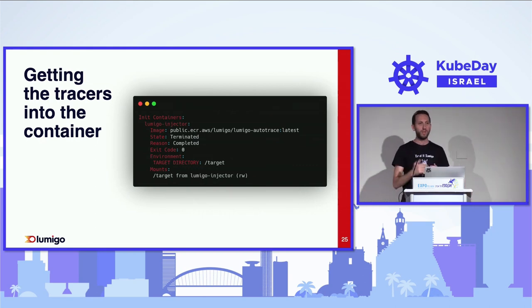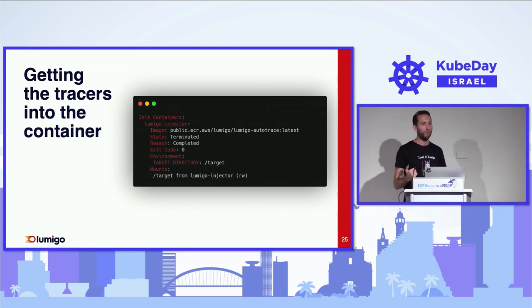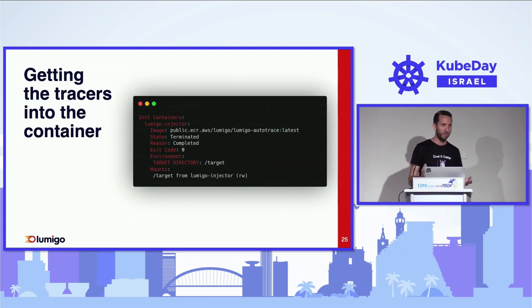There's an interesting question here, which is, how do we know which tracers to copy into the ephemeral volume? How do we know if it's Java, Node, Python, et cetera? The answer is, we do not. So we copy all the tracers. We'll get to a point where we actually do care which runtime is running in the container, but this is not it. Here we don't care. It doesn't really matter. We just copy all the tracers into the ephemeral volume. No real downside here.